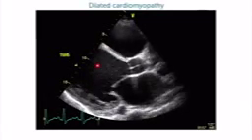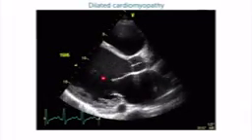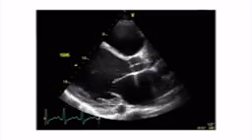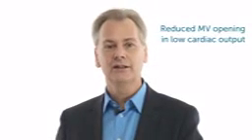Left ventricular function is very poor. And the reason why the valve doesn't open is because it's not being pushed open, because cardiac output is low. So don't confuse this pathology with rheumatic mitral stenosis.